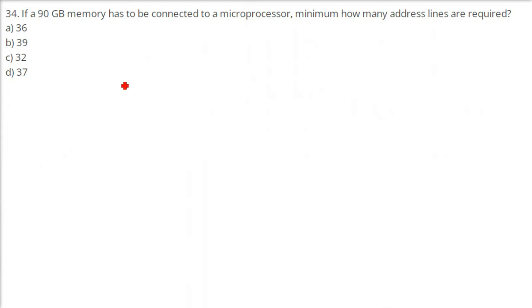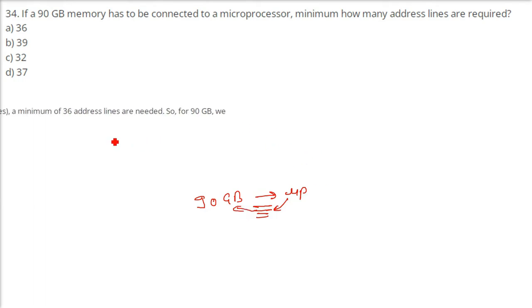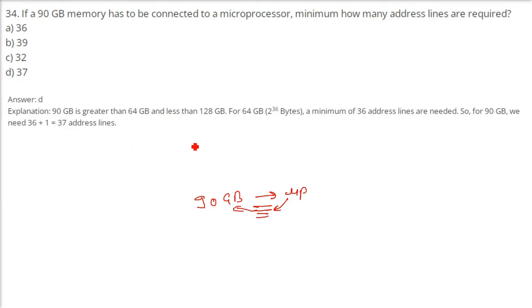If a 90 GB memory has to be connected to a microprocessor, minimum how many address lines are required? That means the address lines, 2 to the power something, has to be somewhat equivalent to 90 GB. We have to see what the numbers are. Every number is of 2 to the power, so 2 to the power n is the main scenario here.